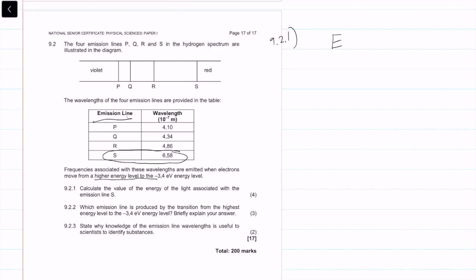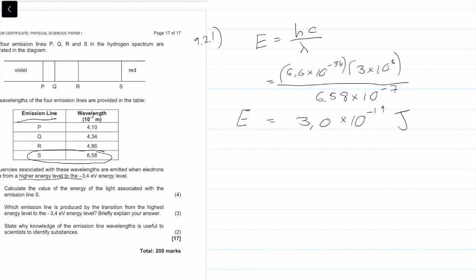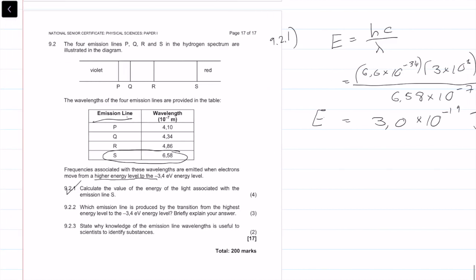We can use the formula E is equal to hc over wavelength, or lambda. H again is Planck's constant, which we know is 6.6 times 10 to the minus 34. C is the speed of light, which is equal to 3 times 10 to the 8. And lambda is going to be 6.58 times 10 to the minus 7. When we plug this into our calculator, we get a value of 3.0 times 10 to the minus 19 joules. We get 4 marks for that.